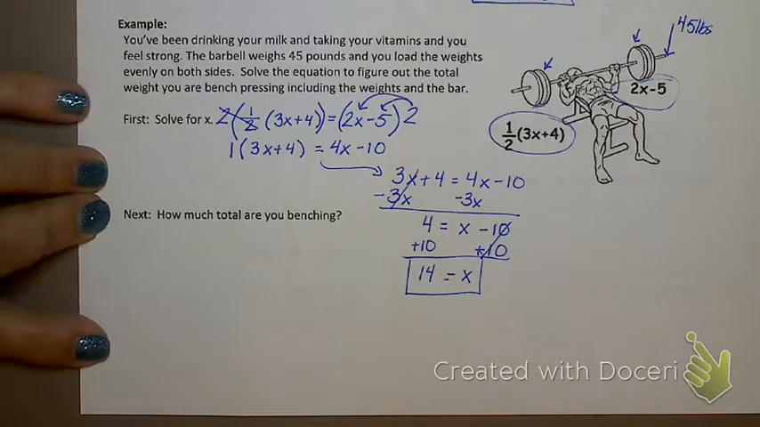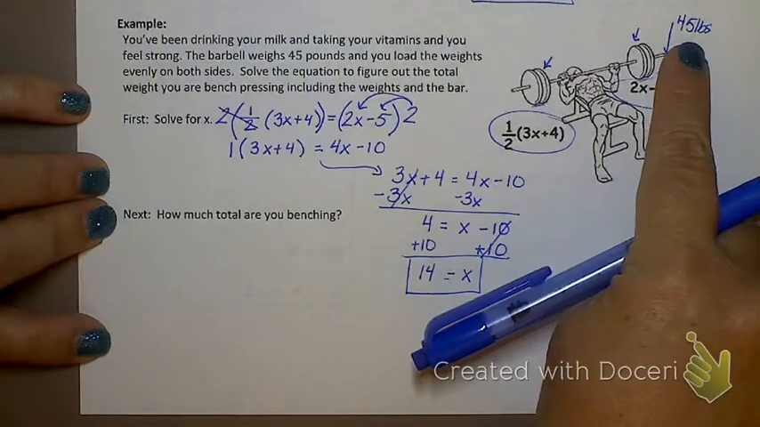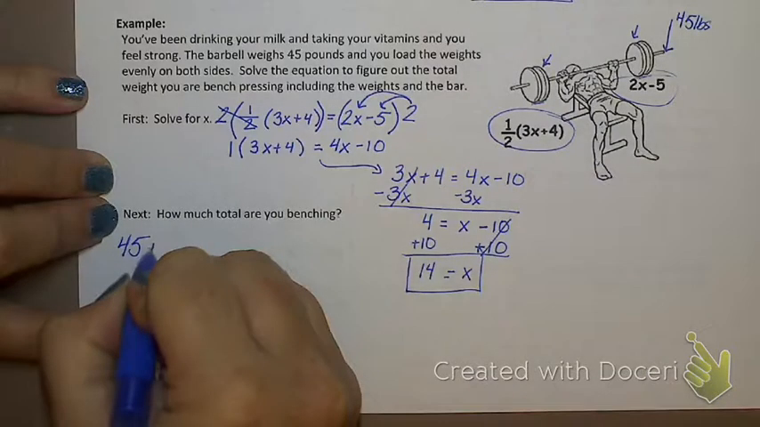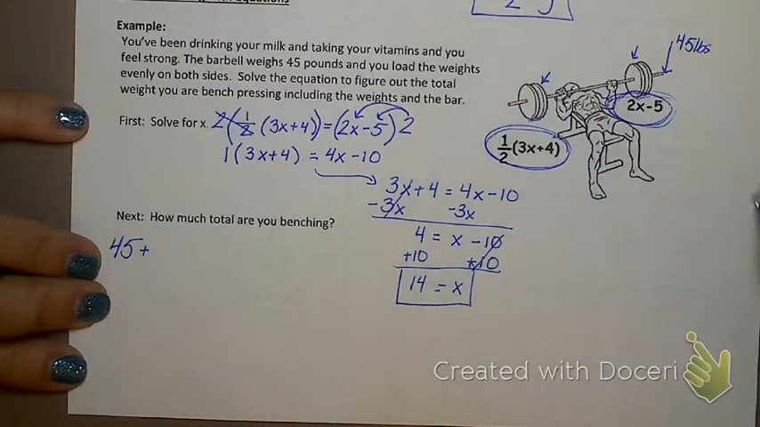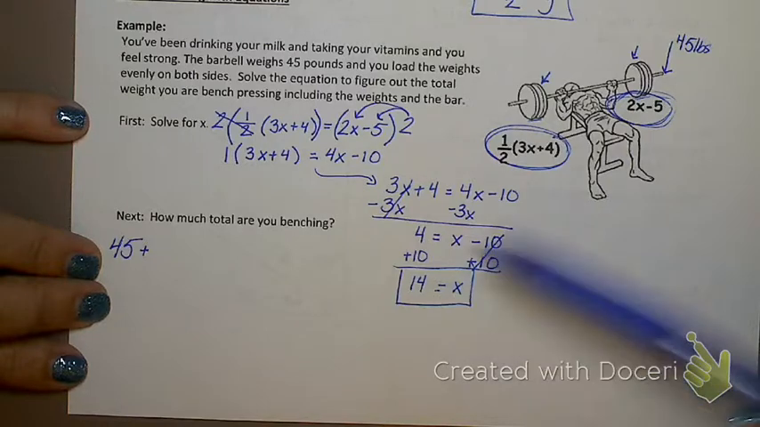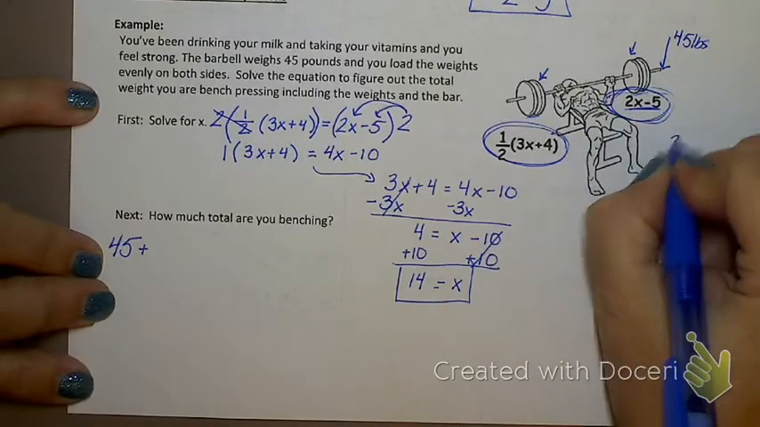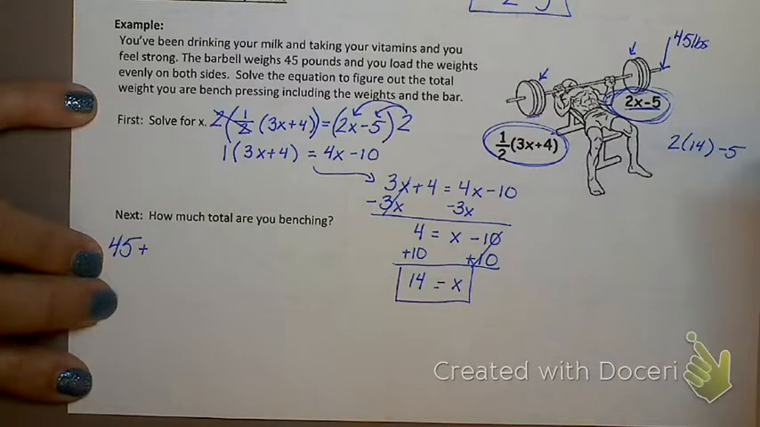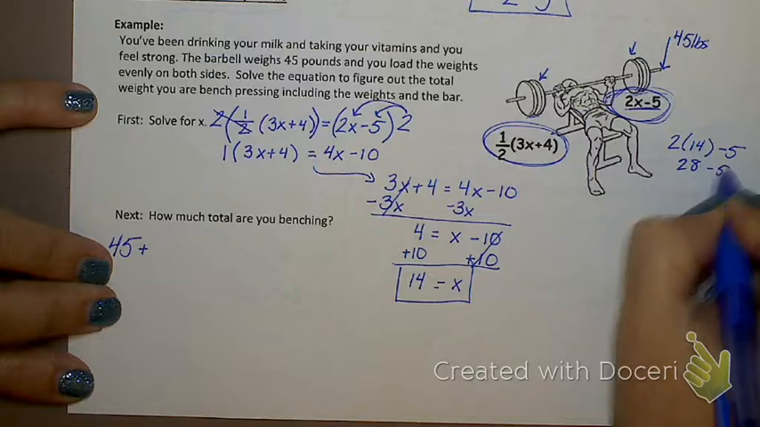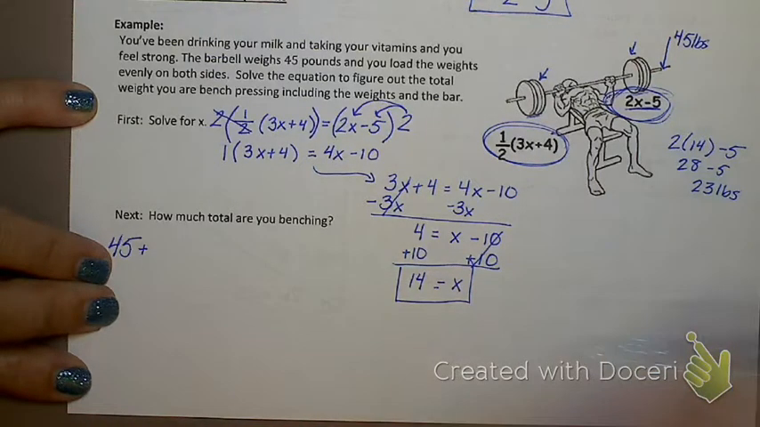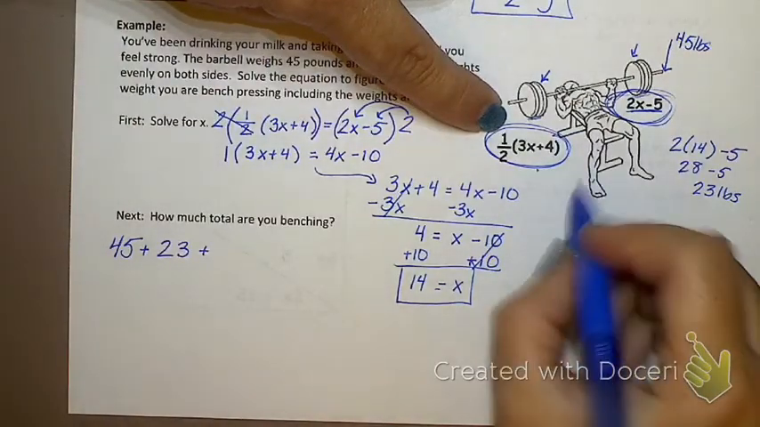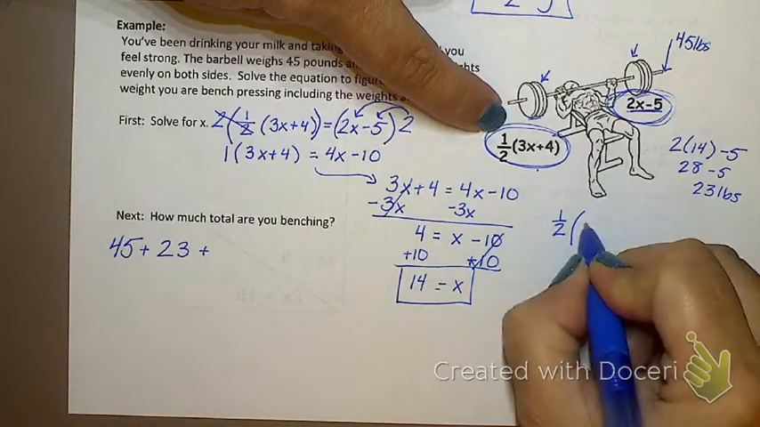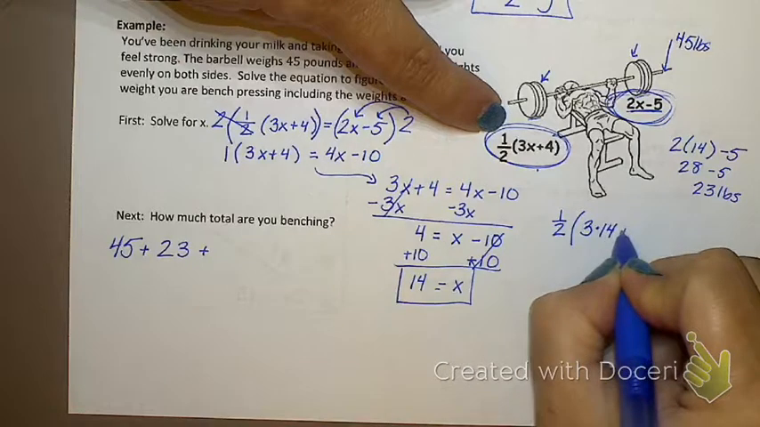So how much is this person benching? How am I going to find that out? Well, I know that the bar is 45 pounds. Plus, I need to figure out what this side and this side are, right? How do I do that? Plug in x equals 14. So if I plug in 14 here, 2 times 14 minus 5, that's 28 minus 5, that's 23 pounds over there. So 45 plus 23 plus, I got to figure out this side now too, right? 1/2 times 3 times 14 plus 4.